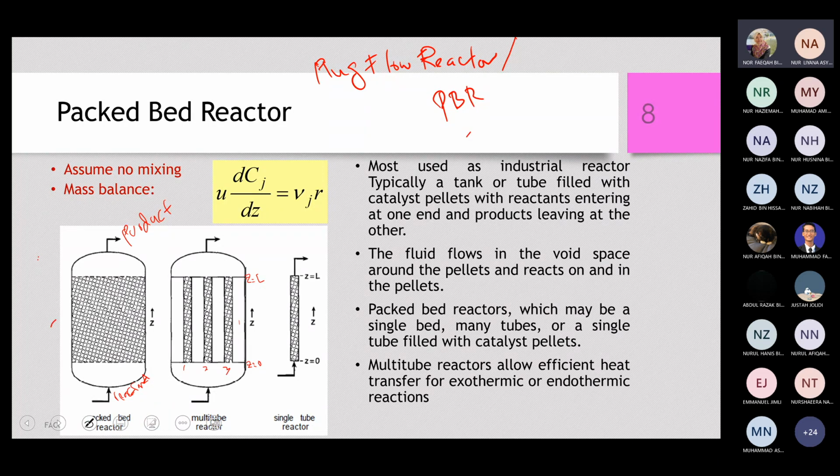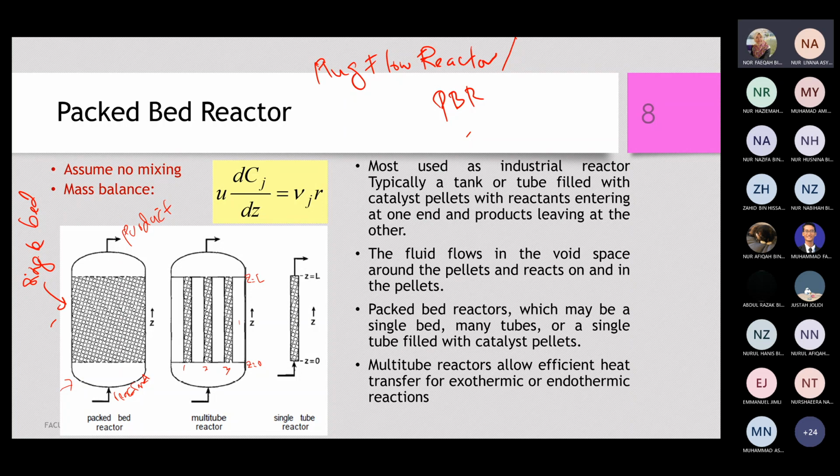But the single bed is the first diagram. This is the single bed. Multi-tube has many tubes, and a single tube is filled with catalyst pellets. So this is the single bed. Multi-tube reactors allow efficient heat transfer for exothermic or endothermic reactions. So that's the advantage of the multi-tube reactor compared to the single bed reactor.